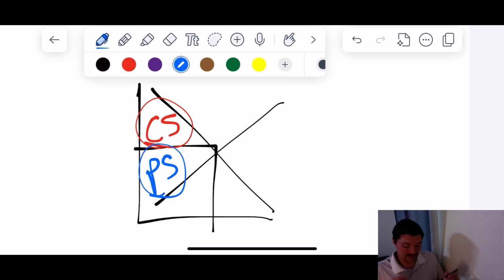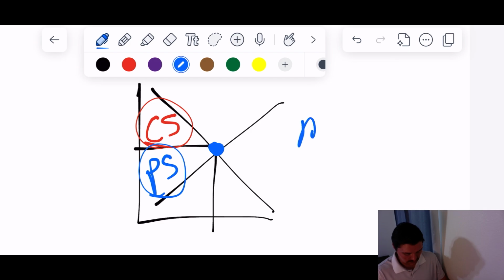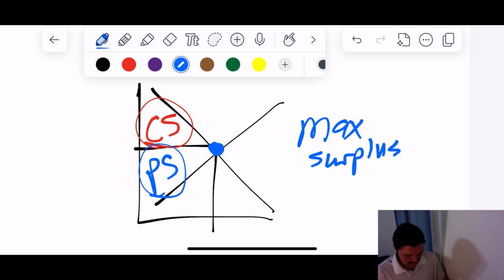Now surplus is maximized at the equilibrium, right here. There is no inefficiency here. This is why the market works towards equilibrium. This is the best for both consumers and producers at the equilibrium. We are maximizing surplus here. So max surplus at equilibrium. That's what we want.